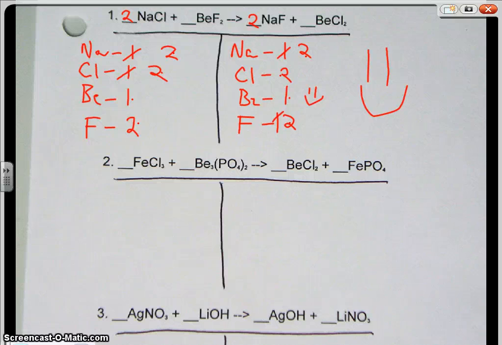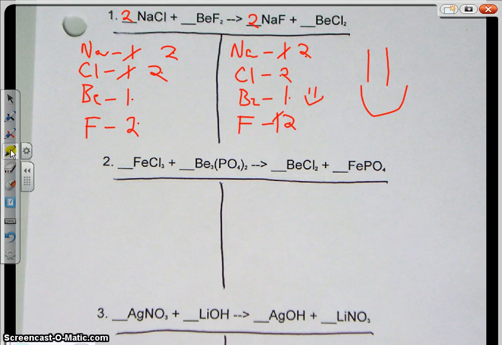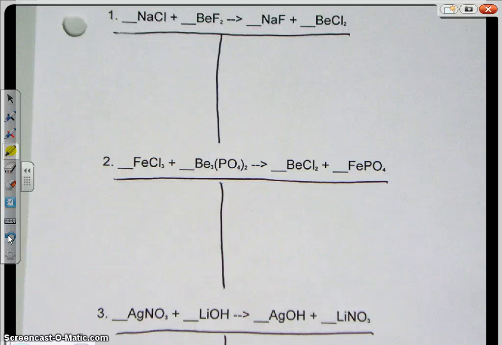Alright, now, number 2. Number 2 is a little bit more difficult. Now remember the rule on polyatomic ions. This right here, these are polyatomic ions. Since there is one exactly on the left and one exactly on the right, what we can do is count those as 1. Okay? So, let's move on and let's do an inventory.